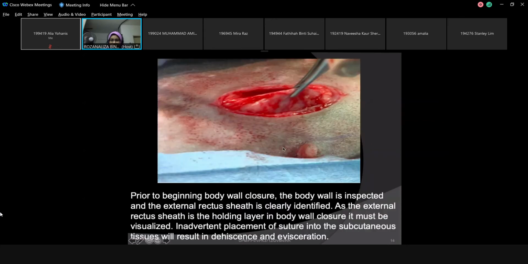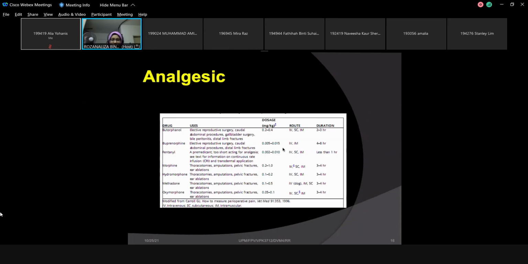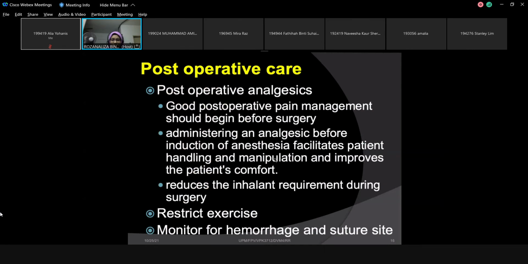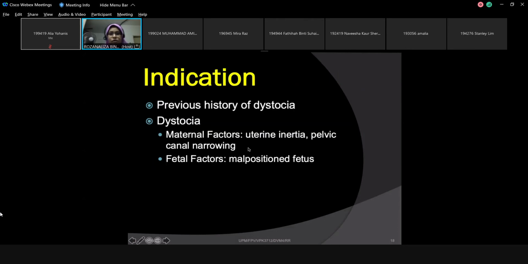Okay, so now we move on to the cesarean section. So what is cesarean section? It's nothing to do with Julius Caesar. It really comes from the Latin word caedere, meaning to cut. So it is delivery of fetus by incision through the abdominal wall and uterus. Okay, so what are the indications of cesarean section?